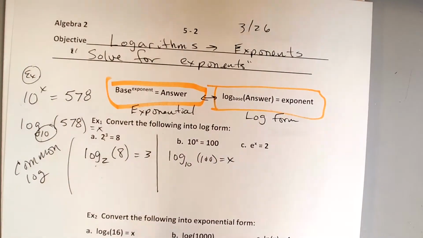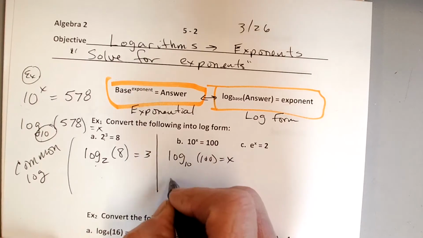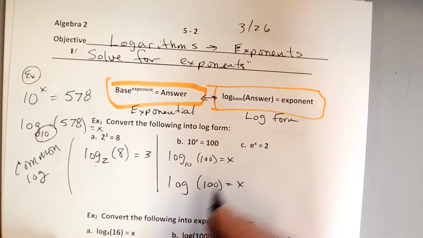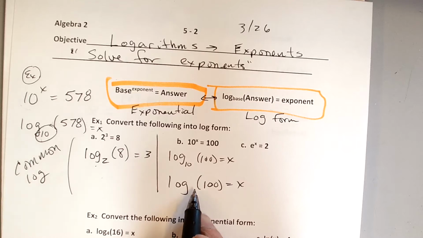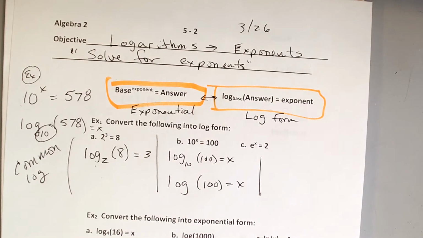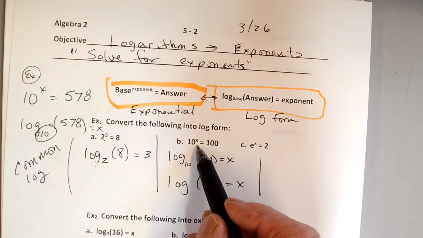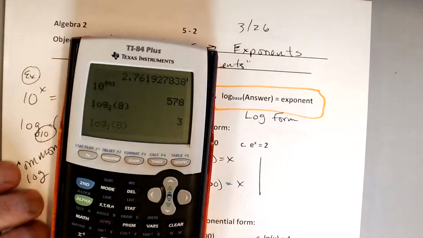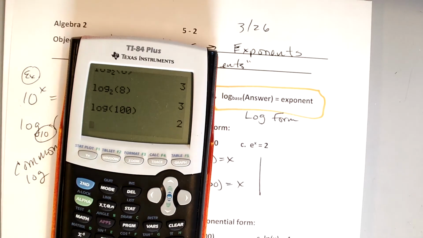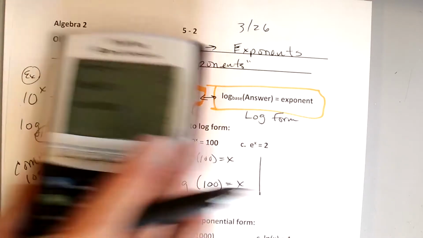Now, since it's base 10, that's fine. But we could just write it as log of 100. You don't need the 10. If it's base 10, it's invisible. You don't need the 10 if it's base 10, okay? It's implied. And I know you guys agree the answer's got to be 2? 10 to the 2 power, you guys agree it's 2? Well, check it out. It's got to be. So if I go log of 100, guess what I get? 2. It's got to be 2.